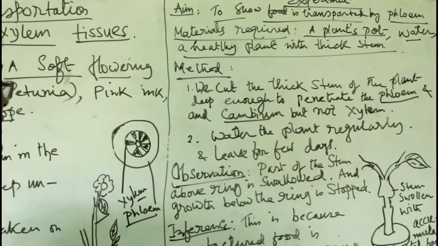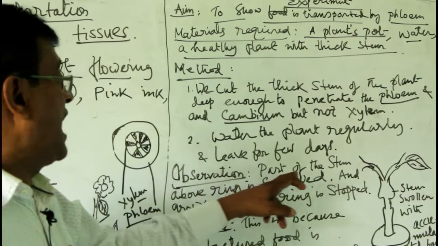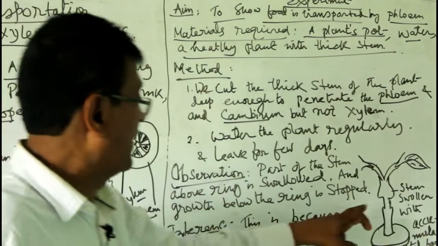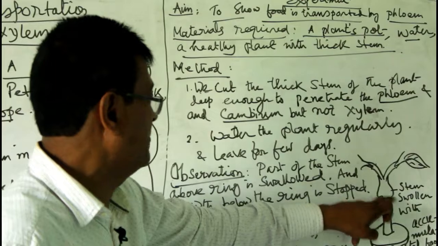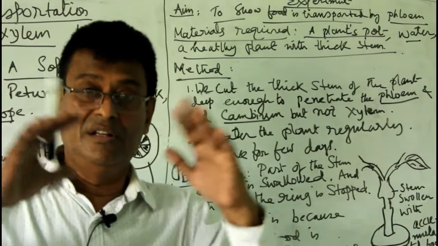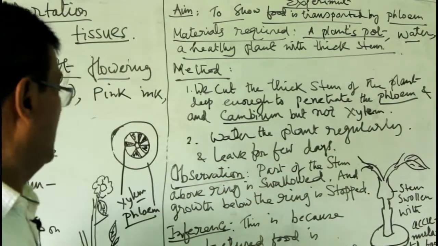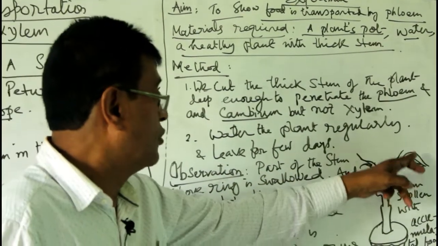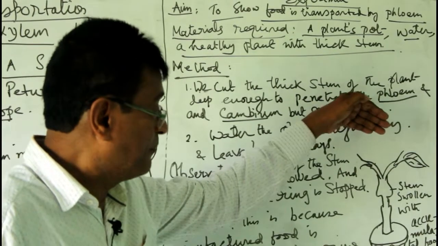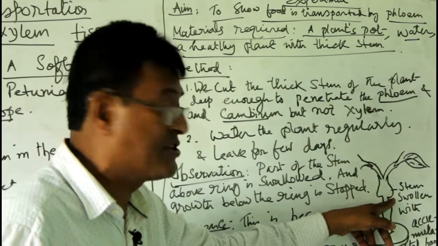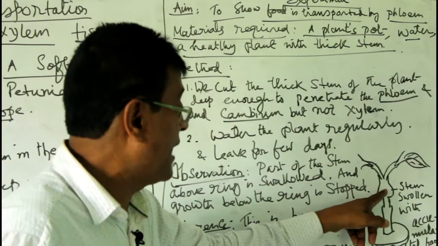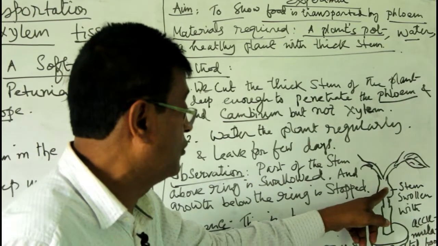And what we will observe after that: the part of the stem above the ring, this is the ring, the stem above the ring is swollen. Swollen means grown thick. Why? Because the food prepared here has been transported by the phloem, but could not go further because there is no phloem tissue, it is cut. So the phloem will be accumulating all the food over here.